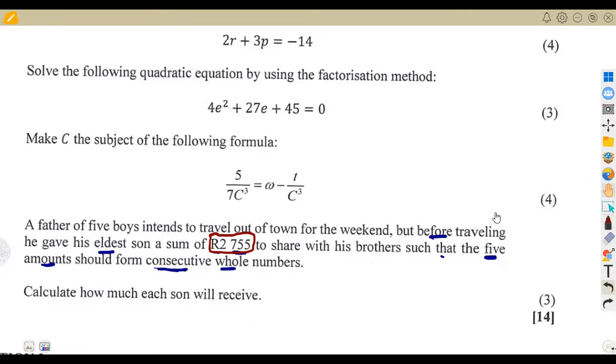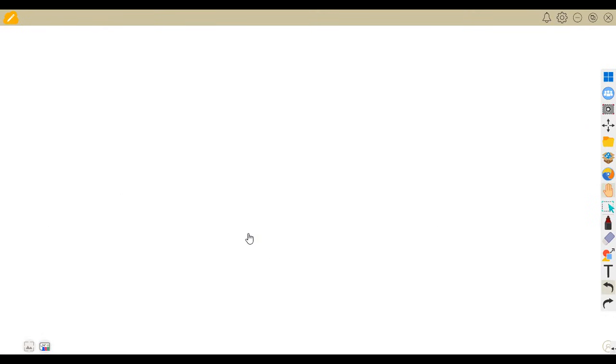What are consecutive numbers? If you're referring to consecutive whole numbers, we're just referring to following each other. Like if we start 1, 2, 3, these are consecutive whole numbers in that order. So let's say the other one is going to get 20, the other one will be 21, and so on. Consecutively following each other like that. That is consecutive whole numbers.